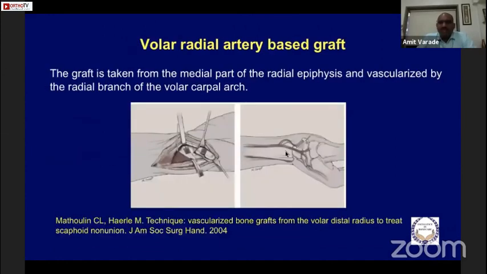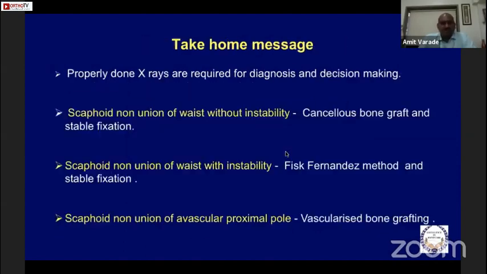Volar radial artery based graft. Here, the graft is taken from the medial part of the radial epiphysis and vascularized by the radial branch of the volar carpal arch. Professors Mathoulin and Haerle have an extensive study to find out the course of the artery and the dissection method of this graft. And they are using this graft for waist non-union also, because they say scaphoid heals early if we use vascularized bone graft.